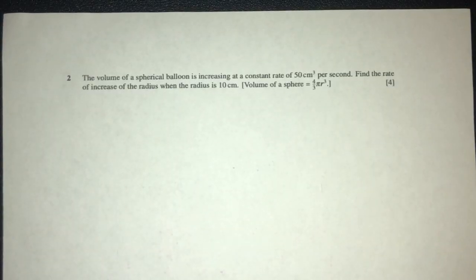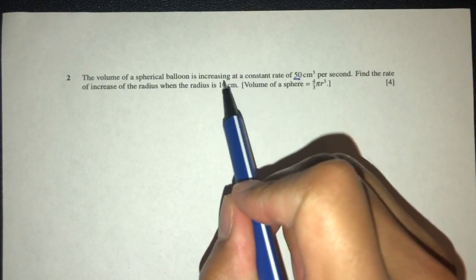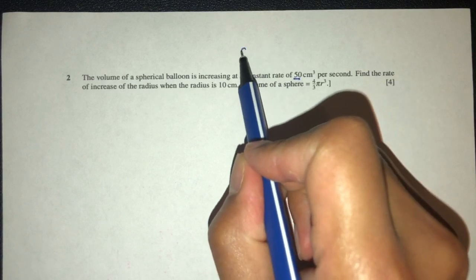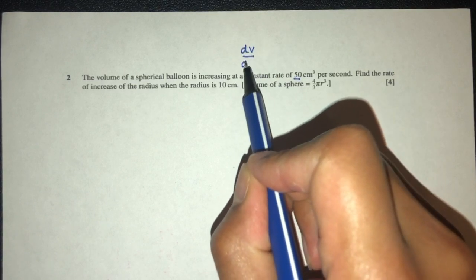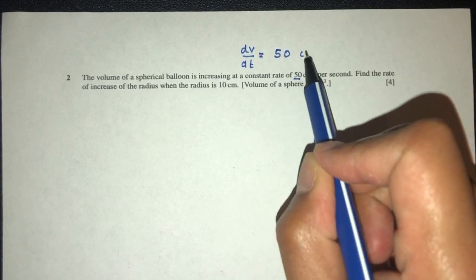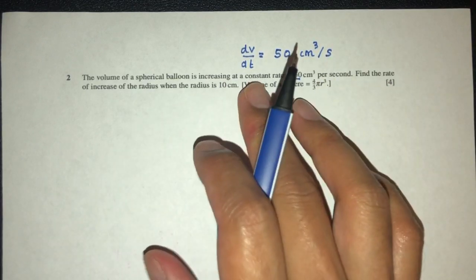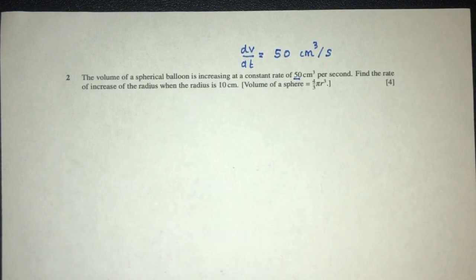So let's move on to the next question. The volume of a spherical balloon is increasing at the rate of this. So the volume is v, so dv by dt is increasing at the rate of 50 centimeters cubed per second. This is the given value for the rate of increase of the volume.